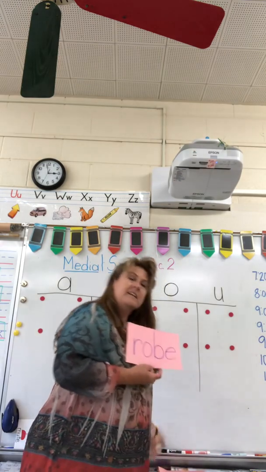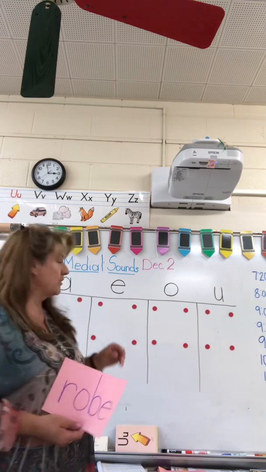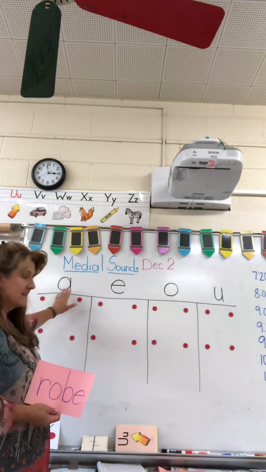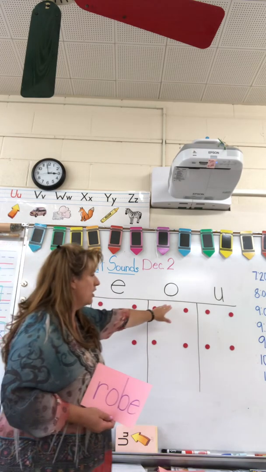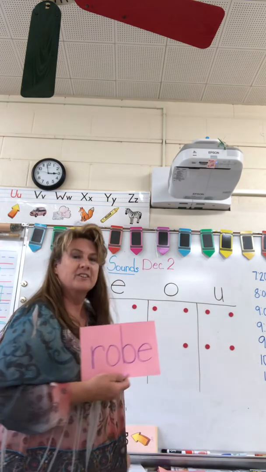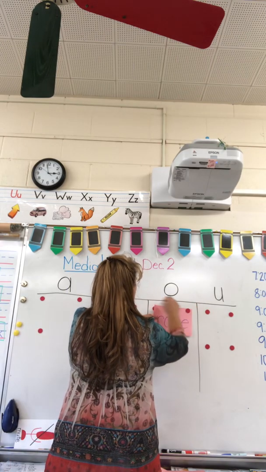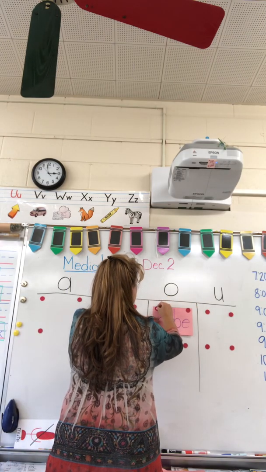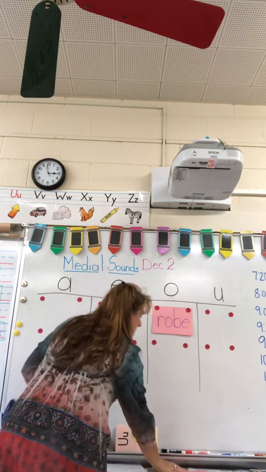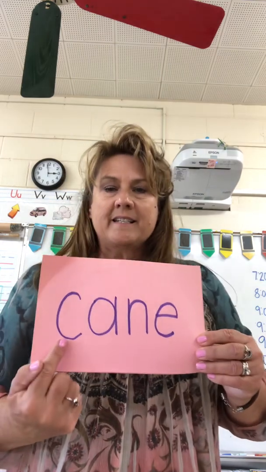So I have to listen to the sound. The medial sound, the sound in the middle, is either A, E, O, or U. Ro-o-o. Correct. It's an O. Robe has the O sound in the middle. That's the medial sound.